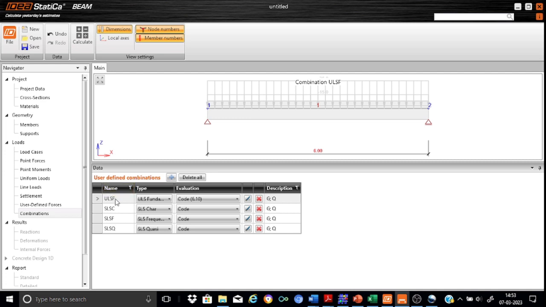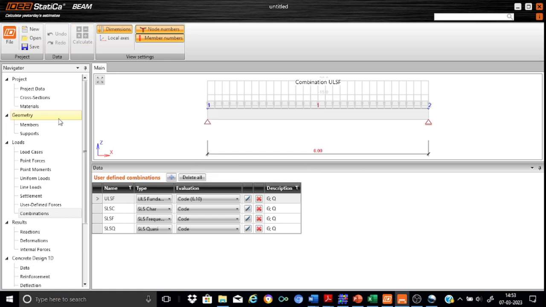corresponding to the ultimate limit state, and all the SLS C, F, and Q, which represent the characteristic, frequent and quasi-permanent combinations, are given here. So it means that the load combinations are okay for us. Now we can proceed to the calculation, so that we will be able to see the reactions, the moments, etc.